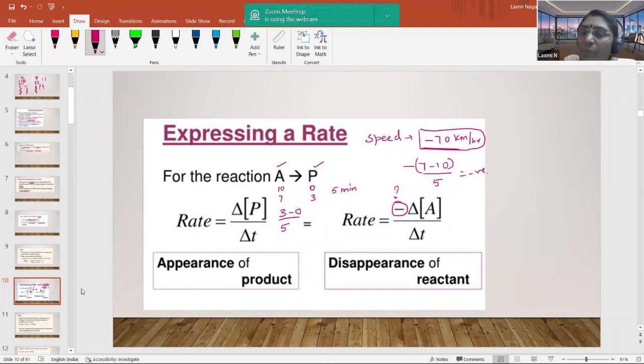After substituting, they would realize that the value is negative. And to nullify the effect of that, we introduce a negative sign, so as to make the speed of the reaction also appear positive. Yes, teachers, I hope all of us are doing this.